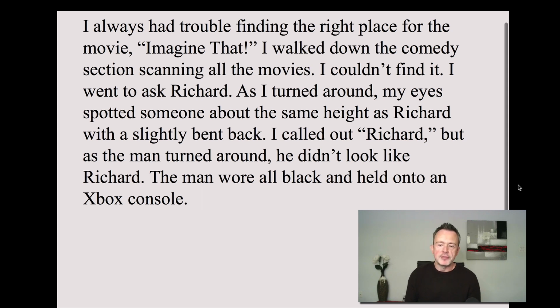And so she can't find her manager. His name is Richard. She goes looking for him. And this is the ending paragraph of the scene.